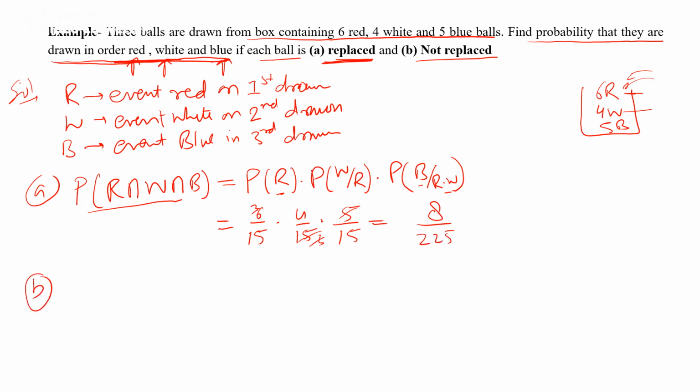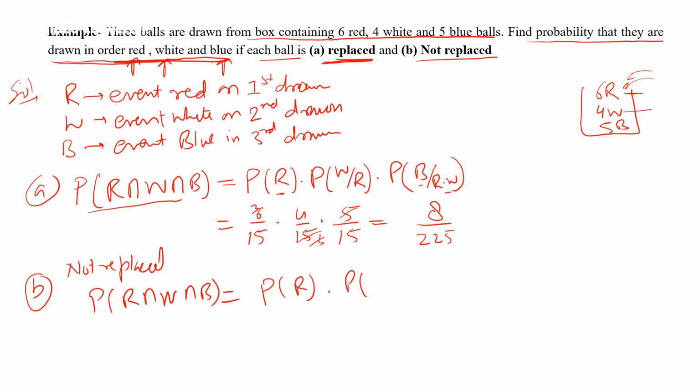Now the second condition, that is the case of not replaced. So in that case we have to find the probability of red, white and blue balls. We find the probability of red into probability of white when red is drawn, into probability of blue when red and white are drawn. So the probability of red is what? 6 by 15, and the probability of white when red is drawn. Now in that case one ball is reduced, because one ball has come out. So how many balls remain? 14. So we say 4 by 14.